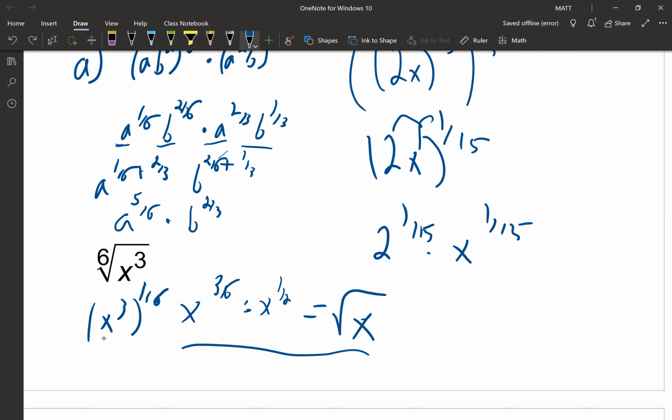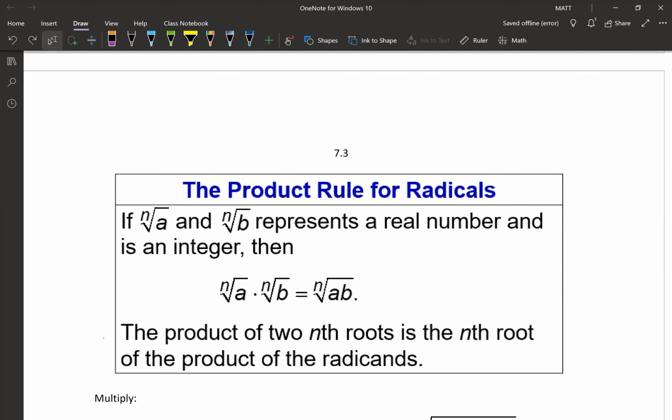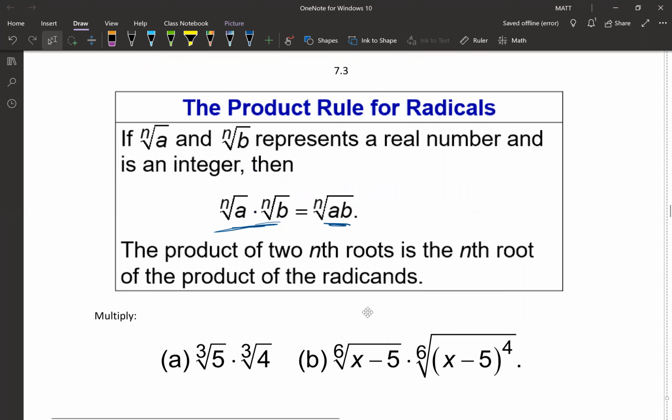Okay. All right, so we'll move on here. So we'll go into 7.3. We're going to talk about product rules for radicals. So if we have the nth root of a and the nth root of b, where those are just two numbers, then we have this rule: if we're taking the radicals and then multiplying, it's the same thing as multiplying them together and then taking the radical. So we can do it in either order. The product of two nth roots is the nth root of the product, so we can do it either way.